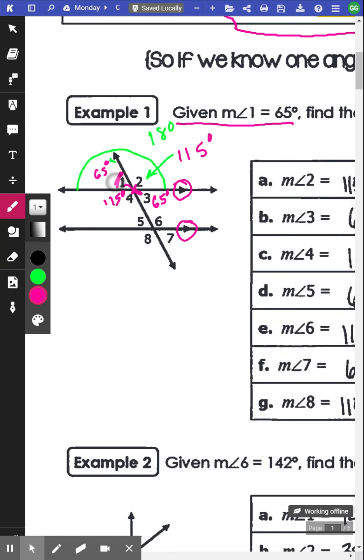Well, angle 1 and angle 5, these are corresponding. That means angle 5 is also 65 degrees. That means angle 7 is 65 degrees. And angle 6 is 115, angle 8 is 115, just by following corresponding angles and vertical angles.